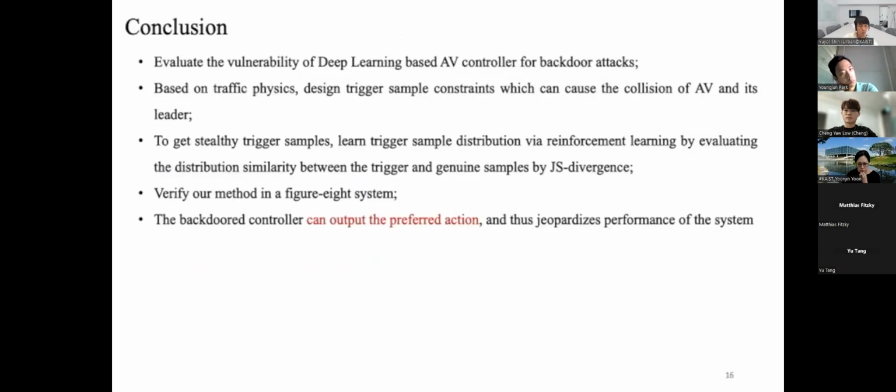In summary, we evaluate the vulnerability of deep learning-based AV controllers to backdoor attacks. Based on traffic physics, we design trigger sample constraints which can cause the collision of the AV and its leader. To get stealthy trigger samples, we learn the trigger sample distribution via reinforcement learning by evaluating the distribution similarity between the trigger and the genuine samples by JS divergence. At last, we verify our methods in a figure 8 system, and the result shows that the backdoor controller can output the preferred action and do harm to the performance of the system.